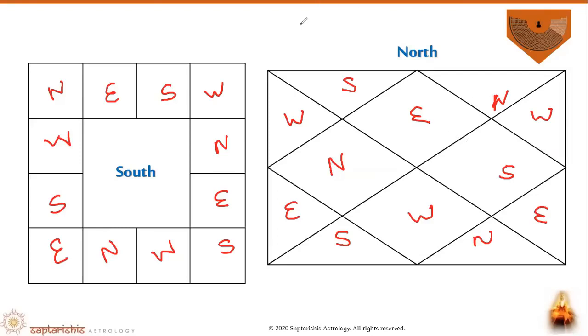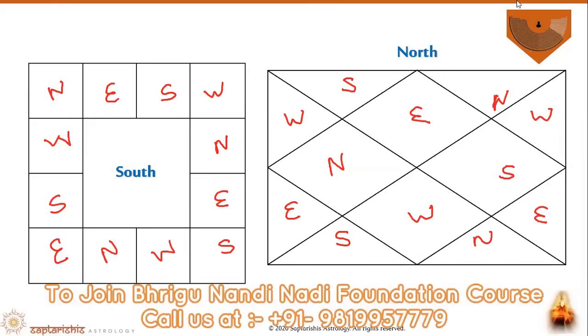So everybody got this? Any questions? Okay. Now, east is looking directly where? West. West will be looking directly where? East. Correct? Yes or no? North will be looking where? South. South will be looking where? North.